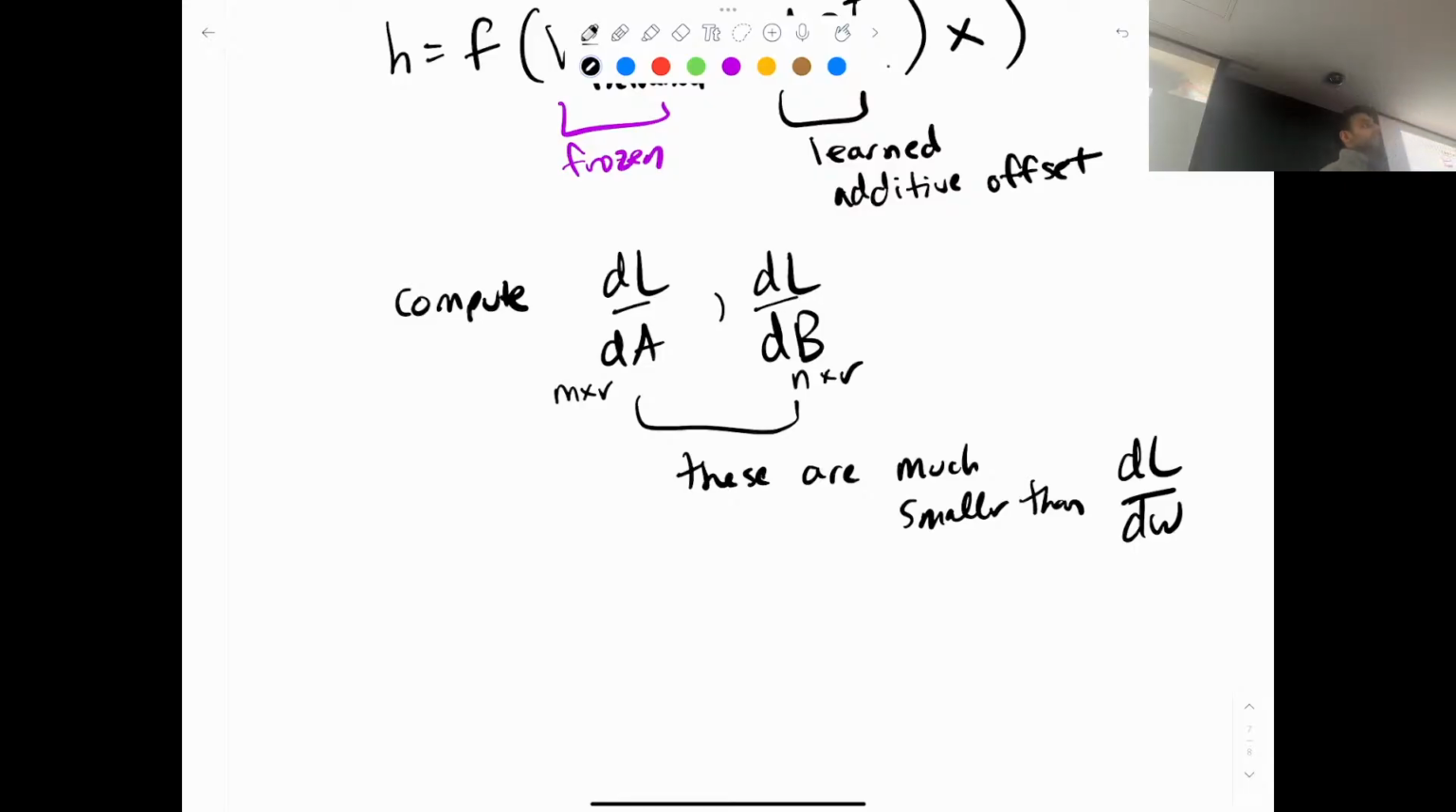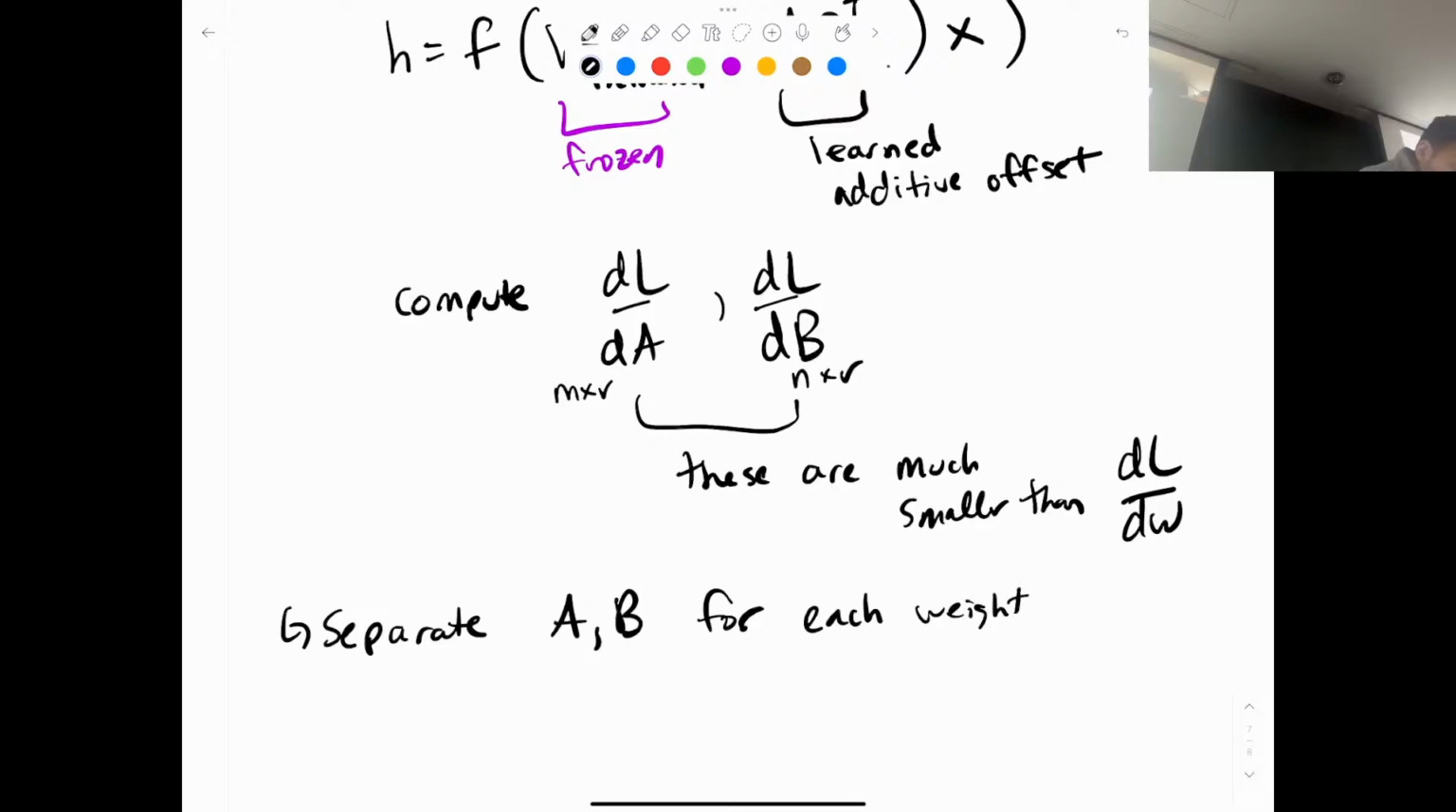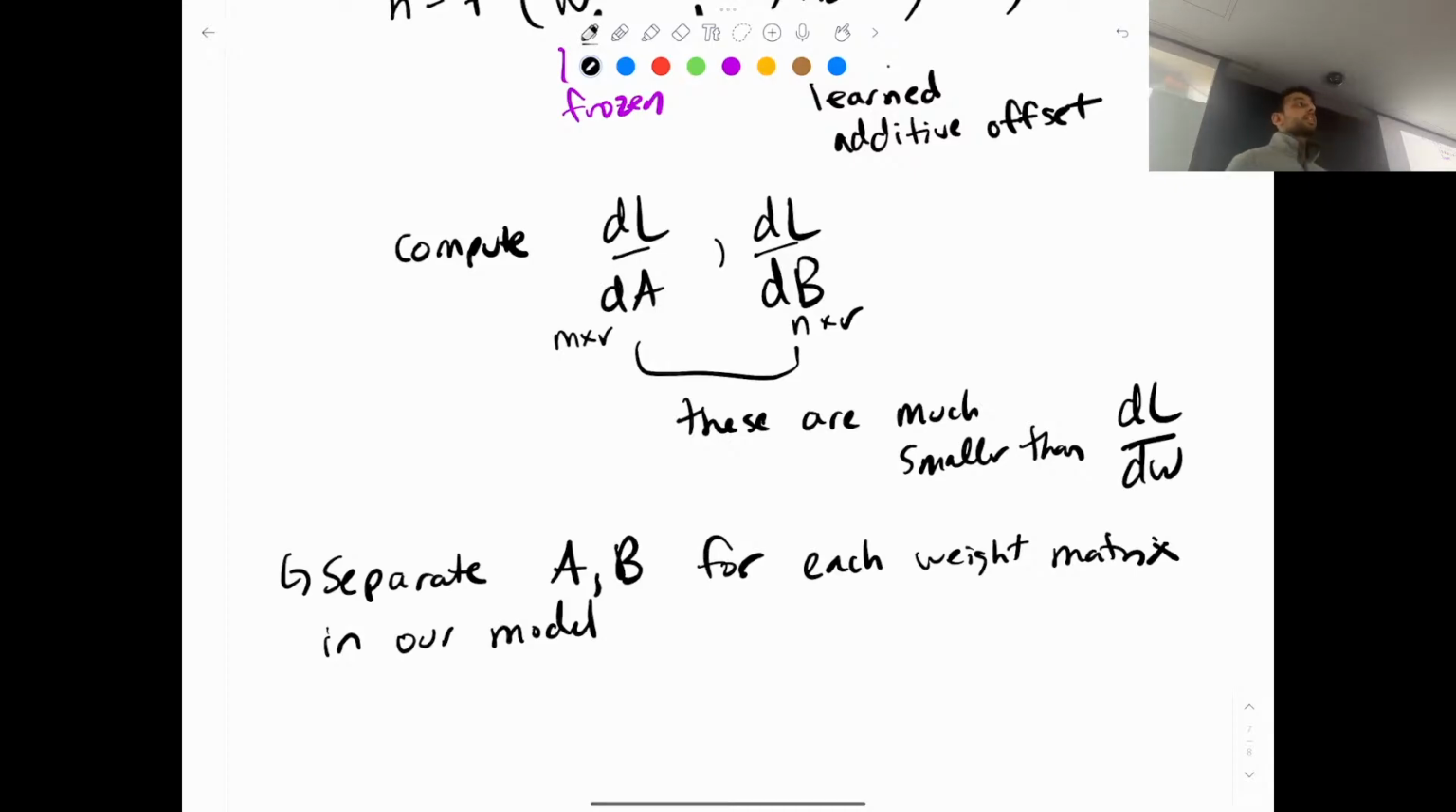So in general, this is for one linear layer. We can do this for every linear layer in our pre-trained transformer, right? So we take the pre-trained weights, we keep them frozen, we learn a separate A and a separate B for each of the W matrices in our model. So separate A, B for each weight matrix in our model.